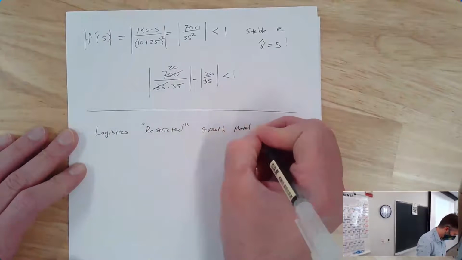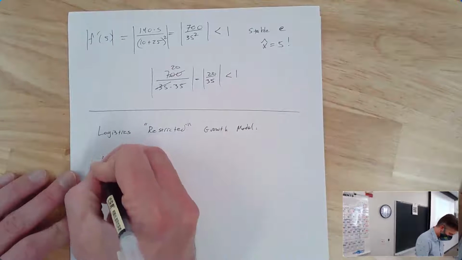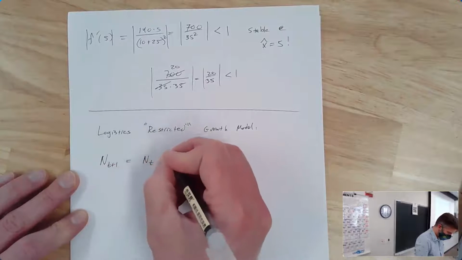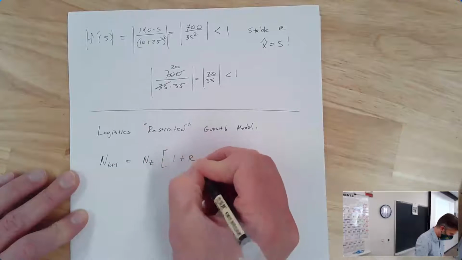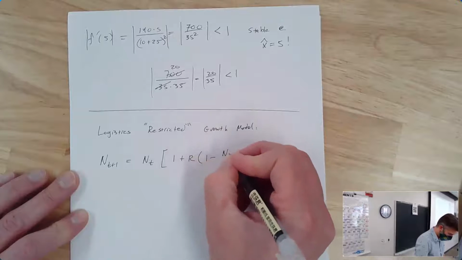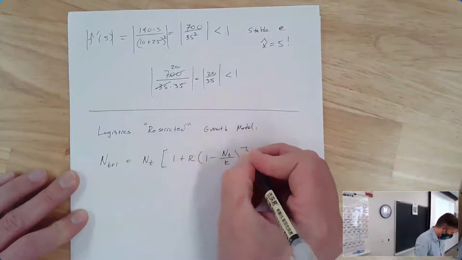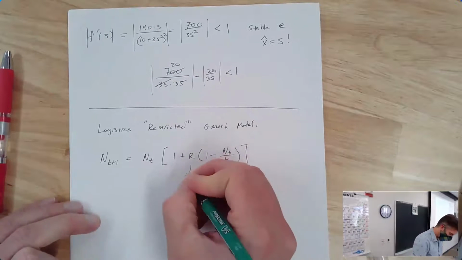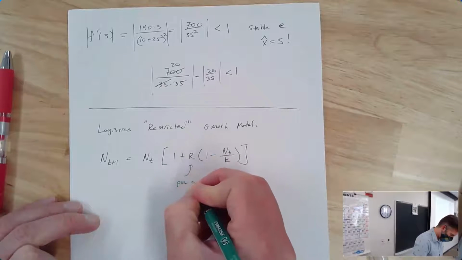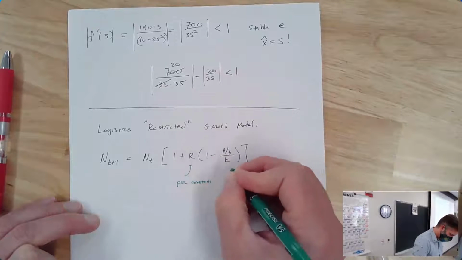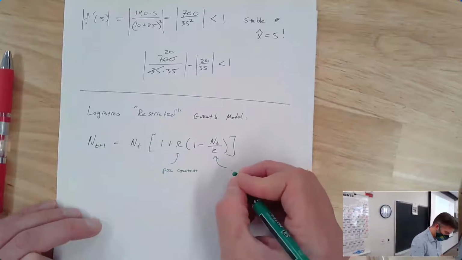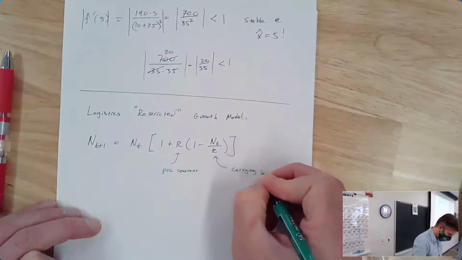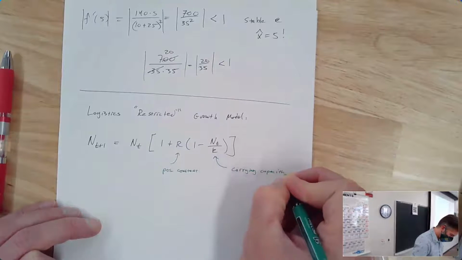Which looks like this. N sub t plus 1 is equal to n sub t times 1 plus r times 1 minus n sub t over k. And these numbers do have some meanings here. r is just a positive constant. And k is also a constant, but specifically k is called the carrying capacity. But it's still a constant.